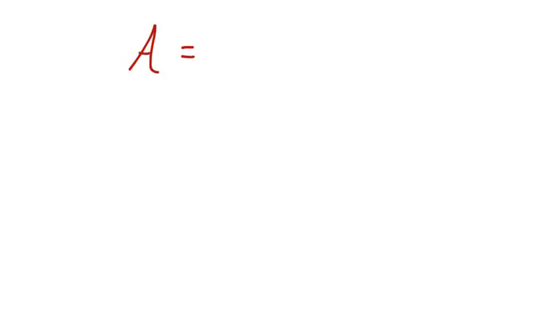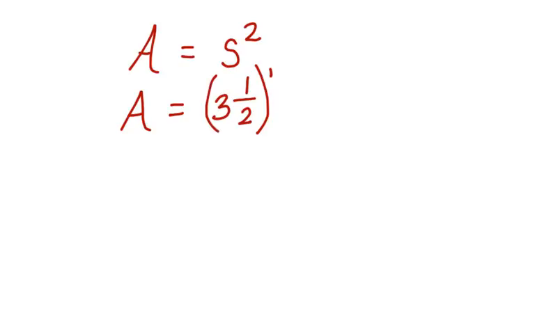To figure this out, again we're going to need the formula for area. Area is the same as side squared. So we know that the length of the side is 3 1/2 feet. So we have area is equal to 3 1/2 feet, and I'm going to put that like this because I'm going to change that feet to actually a squared.